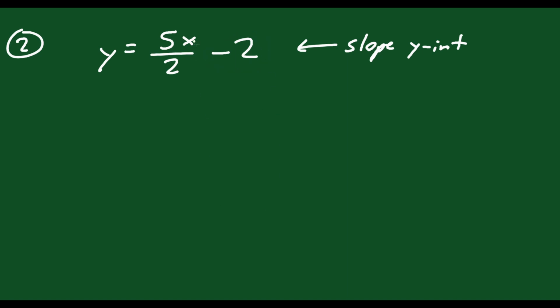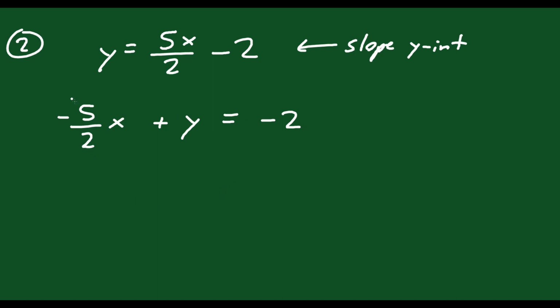So let's bring this 5 over 2x to the left-hand side. So negative 5 over 2x plus y equals negative 2. Okay, so already we're making progress. I don't want this number to be negative, and I also don't want it to be a fraction. I would prefer a whole number. So I can multiply all the terms by negative 2 to get rid of this 2 on the bottom. So multiply everything by negative 2.